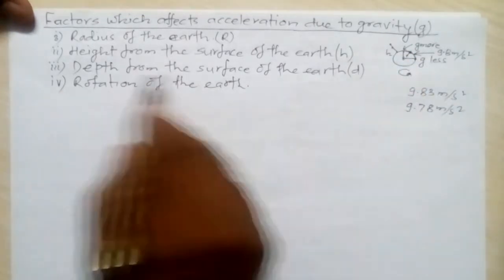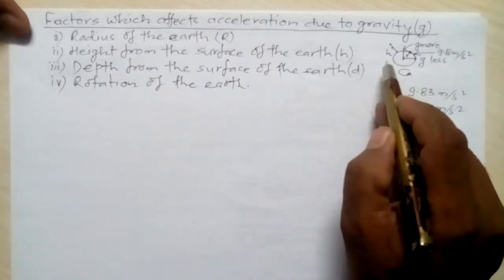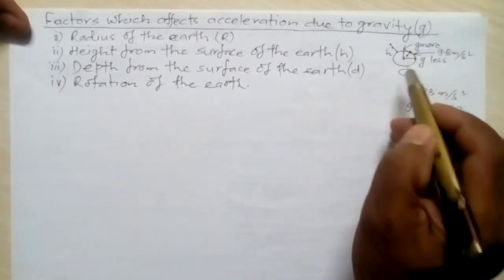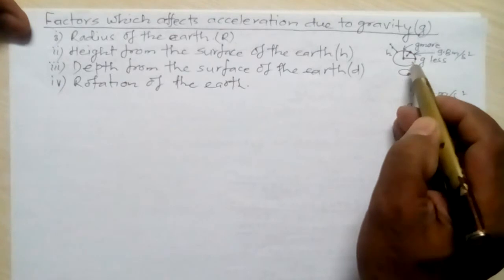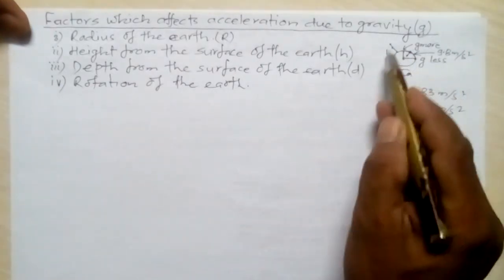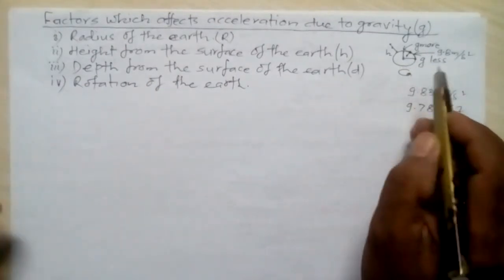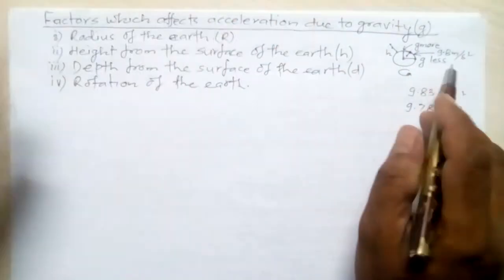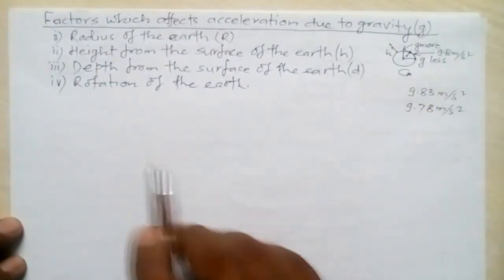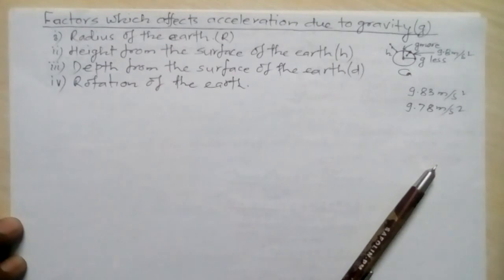Another point is depth from the surface of the earth. g is maximum on the surface of the earth. As we go to greater depth, the value of g goes on decreasing. And it also depends on rotation of the earth. Because of the earth's rotation, value of g is always less than its real value. These are the four major factors on which the acceleration due to gravity, that is g, depends.